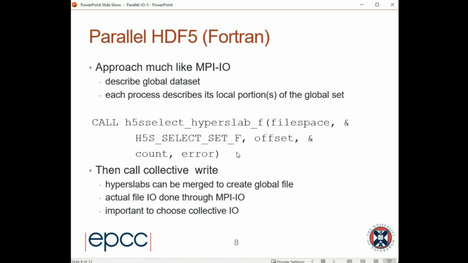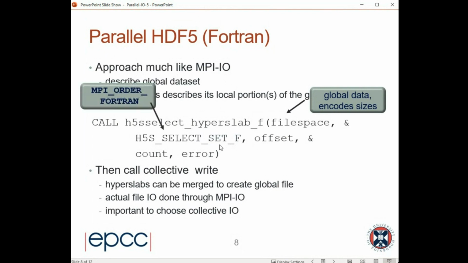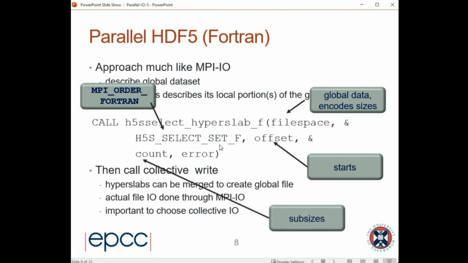HDF5 calls them hyperslabs. So how you describe these: the file space is global data, and there are setup calls. This file space is an object which defines the global sizes. This is basically the same as MPI or the Fortran. It tells HDF5 you've got a Fortran code. The offset is the starting point, and I'm just doing this with a very simple cube example. But if you're selecting a subcube from a big cube, you need to know how big the big cube is, how big the subcube is, and where it starts. So offset is the start, and count is like subsizes. Okay, so that's the same.